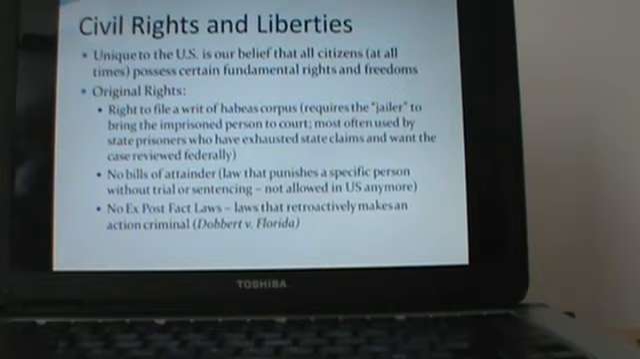There are also no ex post facto laws. As our text outlines, the Daubert v. Florida case is a failed example of someone trying to assert the no ex post facto law.